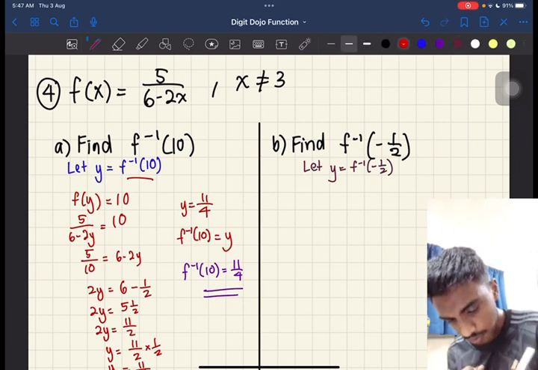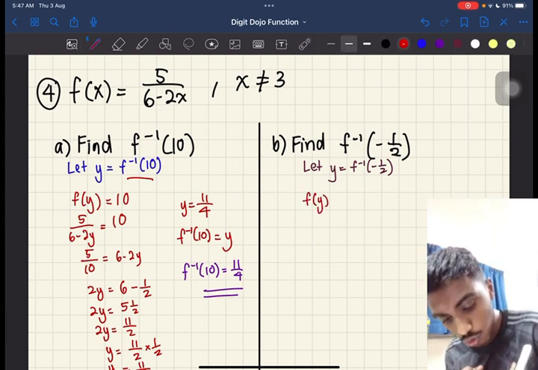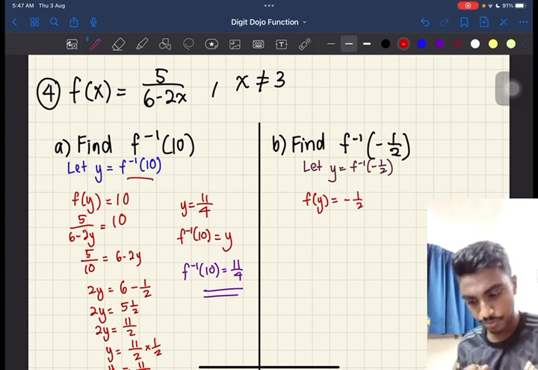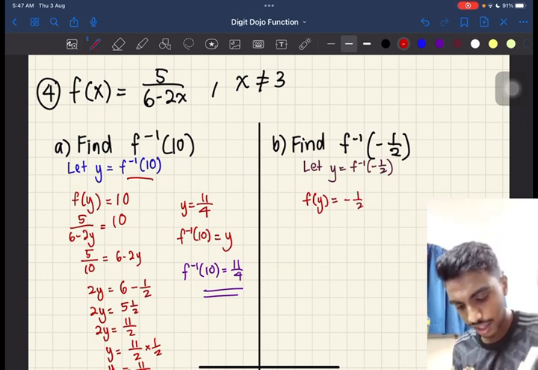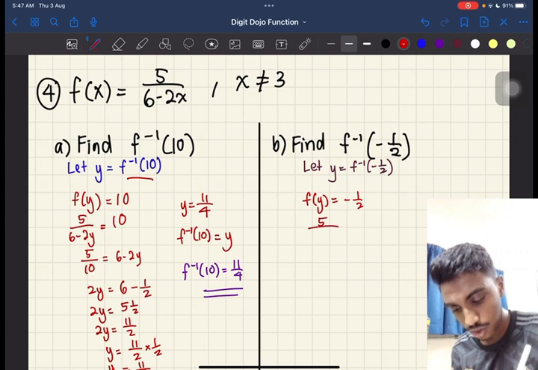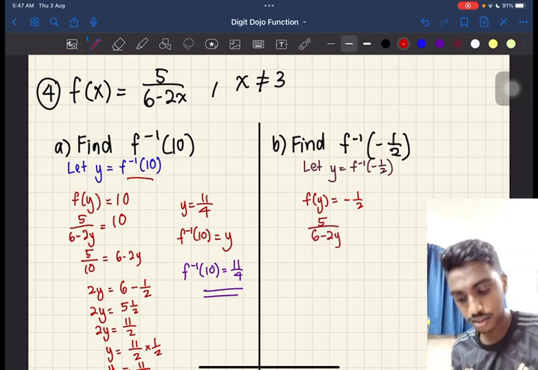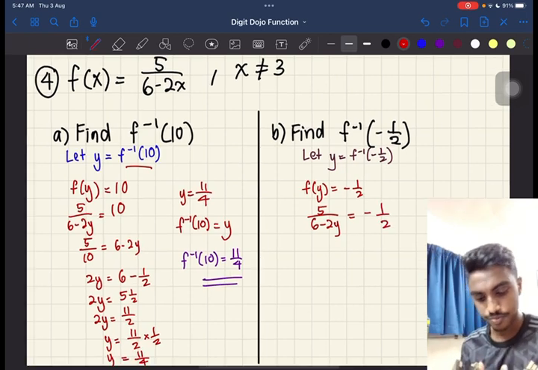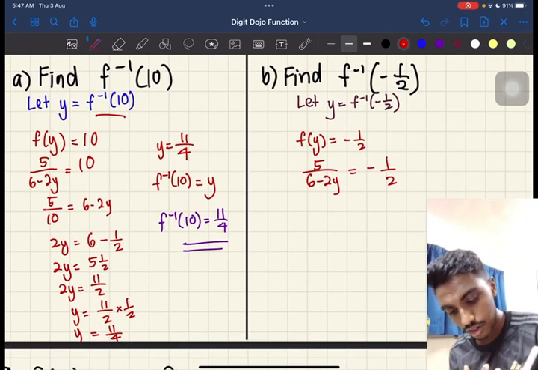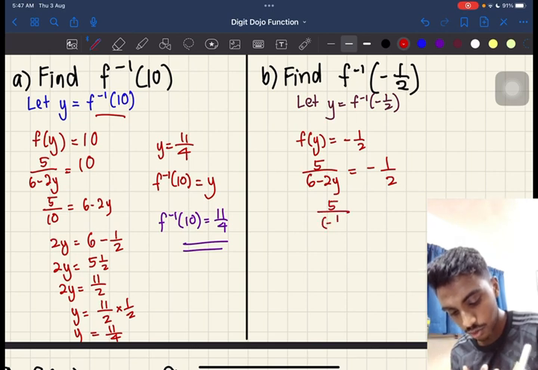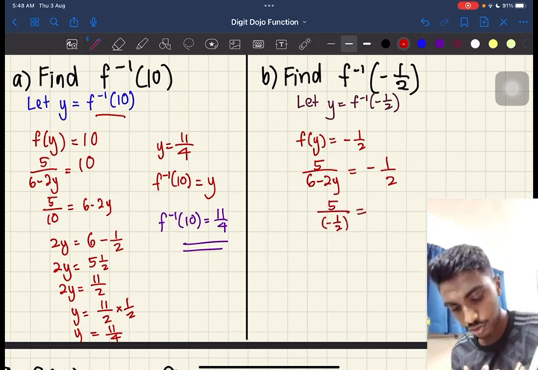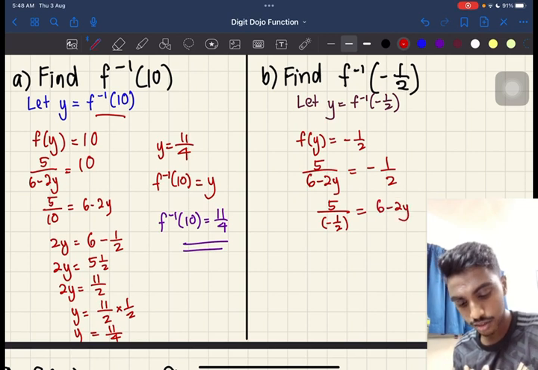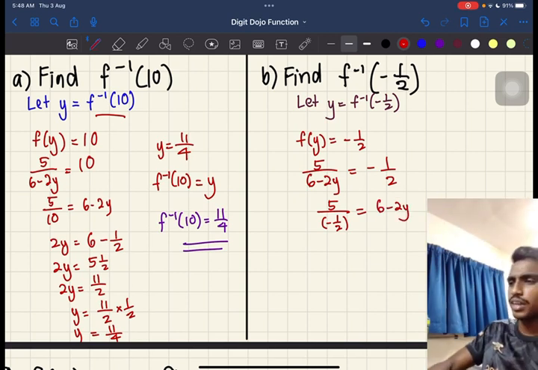So f of y, you must get negative 1 over 2. And what's your f of y? F of y is 5 over 6 minus 2y. Okay, it's your negative 1 over 2. So again we are doing this thing. 5 over 6 minus 2y equals negative 1 over 2.